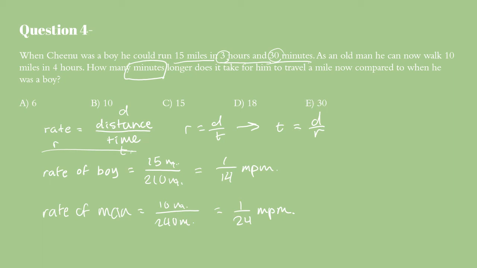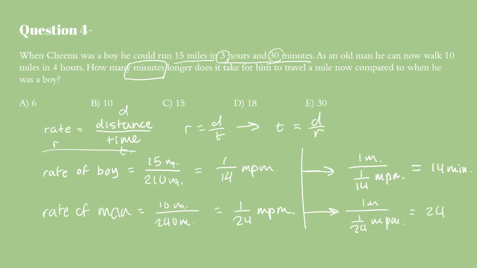So we use this formula to figure out how long it takes for Chinu to travel a mile as a boy. So how do we do that? Distance would be 1 mile. So 1 mile over 1 over 14 miles per minute, which would equal 14 minutes. This one would be 1 mile over 1 over 24 miles per minute. That would equal 24 minutes.